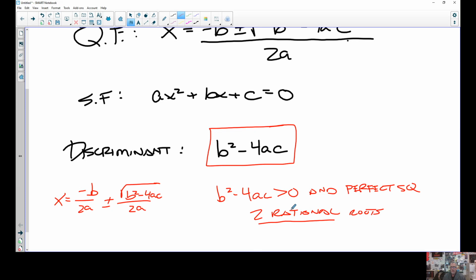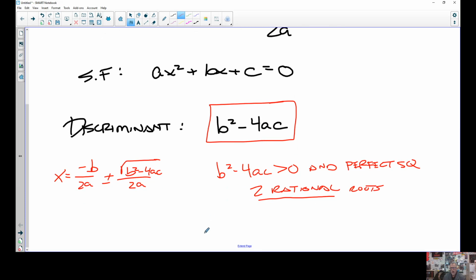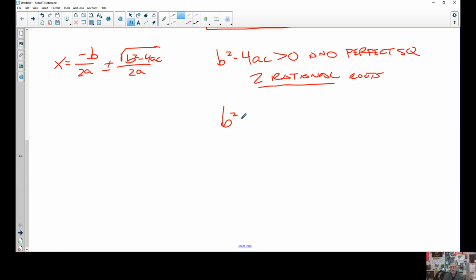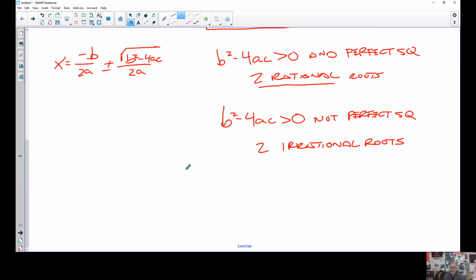All right. Now, what if that value of b squared minus 4ac is greater than 0, but not a perfect square? If it's not a perfect square, it means when we do this part, we're going to come out with a square root of something still in there. So whatever we have is going to have an irrational number in it, right? So we're going to get two irrational roots. And those are two other situations. We had greater than 0 in both ways, perfect square, not perfect square.